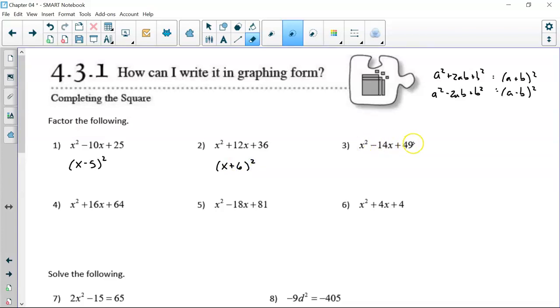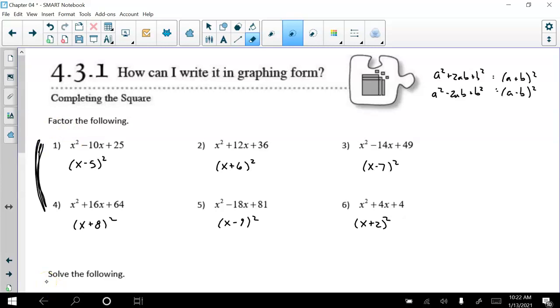X squared is a perfect square and so is 49. Middle term is 2 times 7. So it's x minus 7 squared. Number 4, 64 is a perfect square and so is x squared. So it's in the form of x plus 8 squared. Number 5, x minus 9 squared. And number 6, x plus 2 squared. Now we're going to see how things will work out to get into that form. And I'll show you an easy way to factor once we get those.